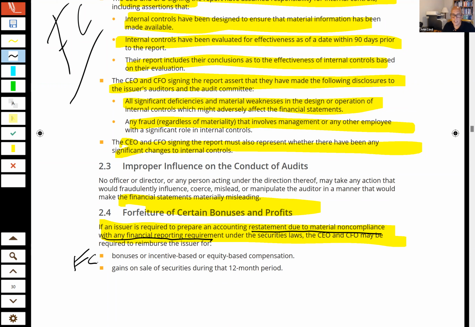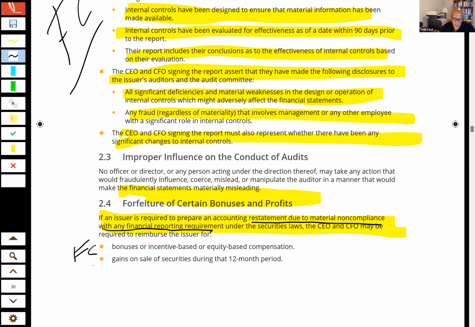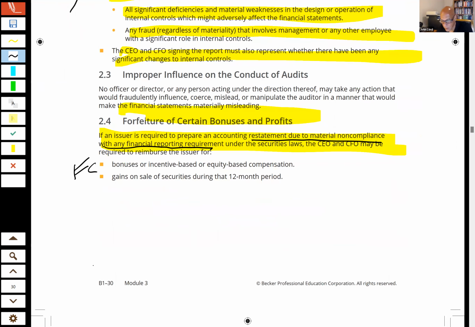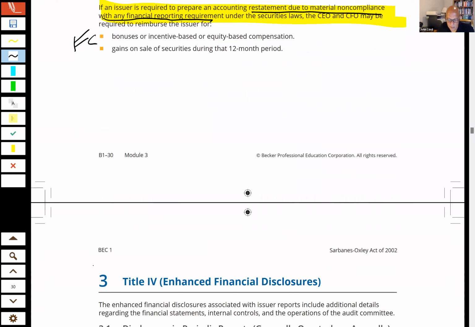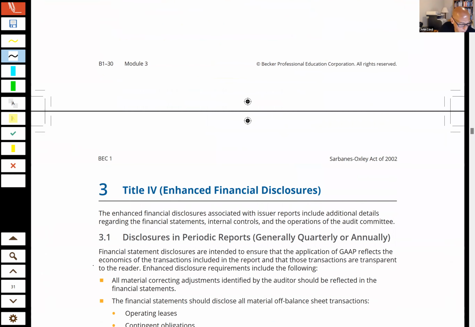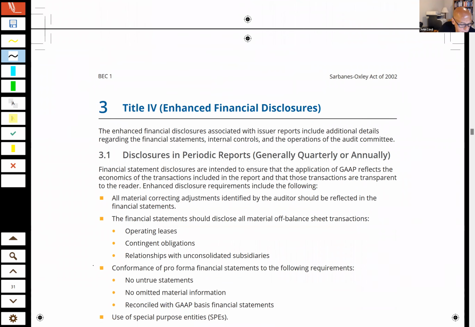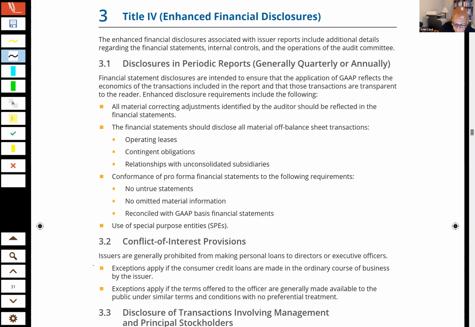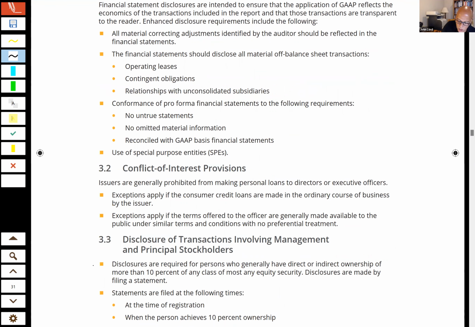That's really this concept of disgorgement. If you did something wrong and you benefited from it, we're going to disgorge you of those benefits. I don't know that you'd call that necessarily ill-gotten gains, but that's the way the law often looked at it. You're going to have to give back any ill-gotten gains that came from some problem that you had. Taking a look at conflict of interest provisions, issuers.